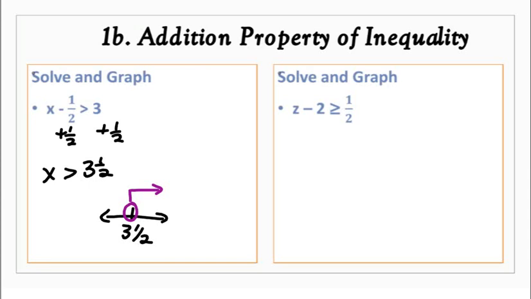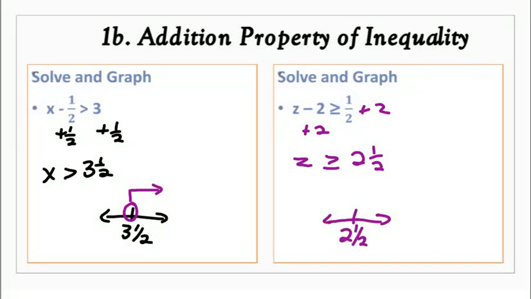Next one, z minus 2 is greater than or equal to a half. I add 2 to both sides, and I have z is greater than or equal to 2.5. Draw my number line. 2.5 is on my number line. It's greater than or equal to, so it's got the equal to part, so I need to have a filled in circle. Greater than means to the right.